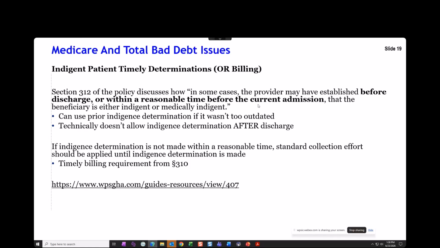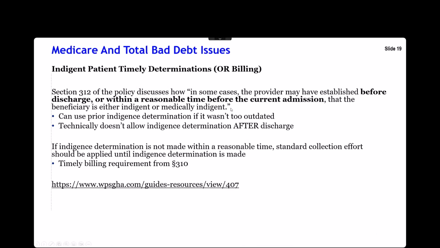This within a reasonable time before the current admission, that basically means they're piggybacking off of a prior claim and indigence determination at that point. Now, obviously, it has to be a reasonable time. If this was 10 years ago where they were deemed indigent, you wouldn't be able to piggyback off of that. But if it was just 6 months ago, for example, not enough time might have passed for there to be any change in their financial situation. So there's the timing rules.